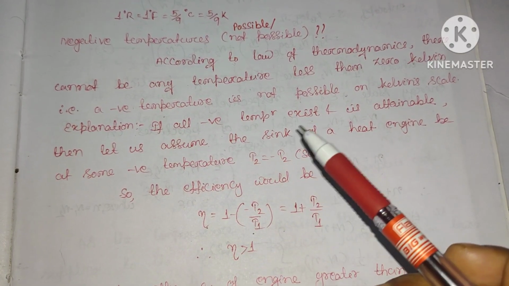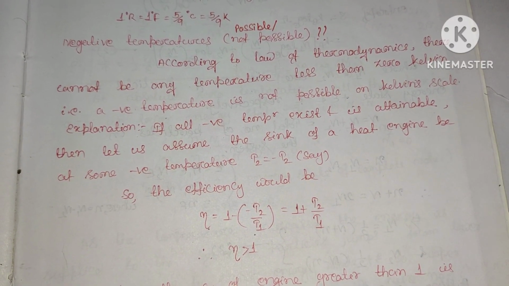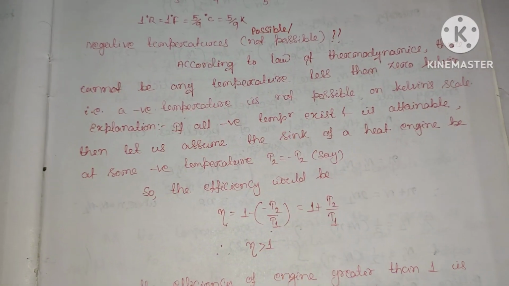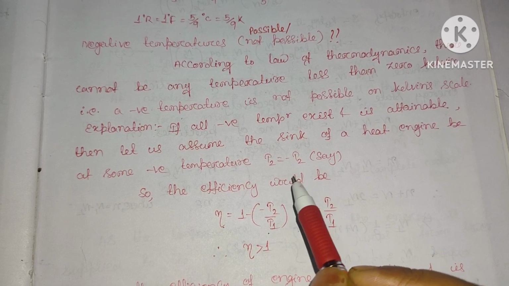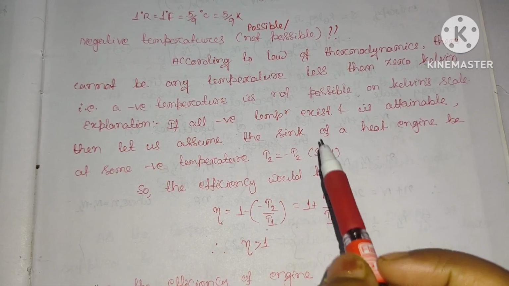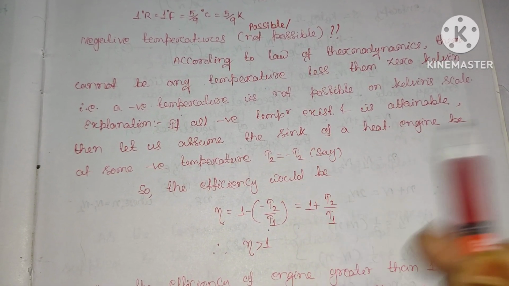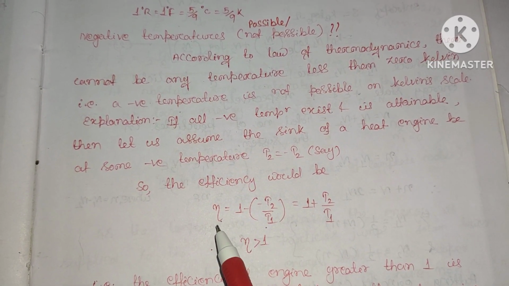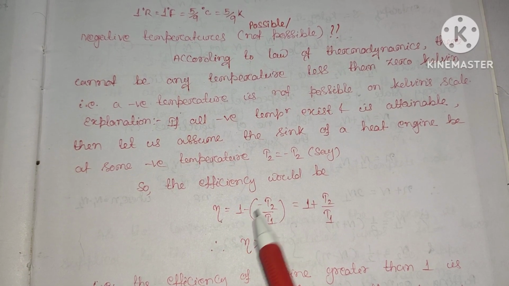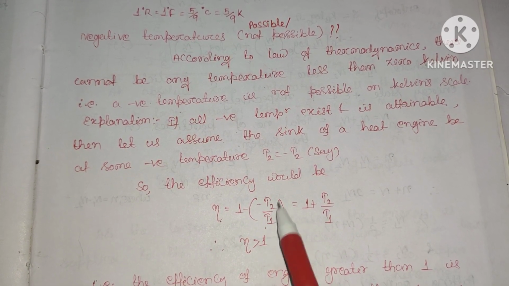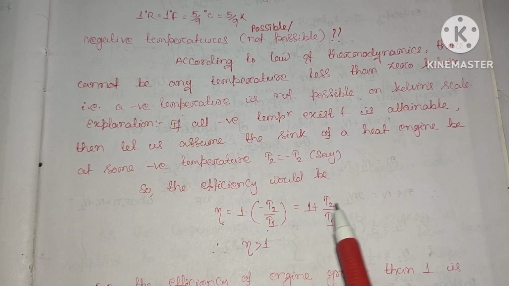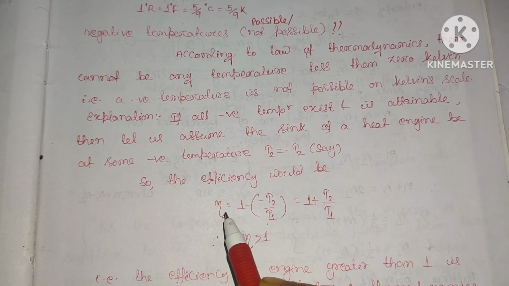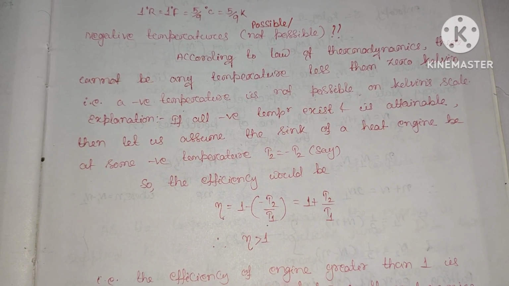Suppose negative temperature exists and it is attainable. In that case, suppose the sink of the heat engine is at some negative temperature T2, equal to minus T2. So let us consider that this sink is at the temperature minus T2. If you calculate the efficiency, then efficiency eta will be 1 minus T2 by T1, where T2 is minus T2. So this minus minus becomes plus and the efficiency will be 1 plus T2 by T1.